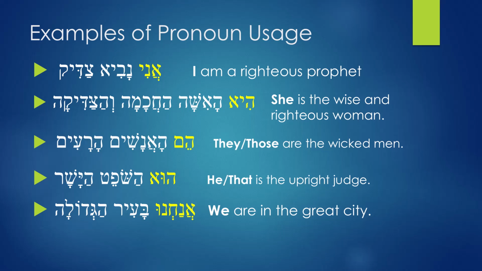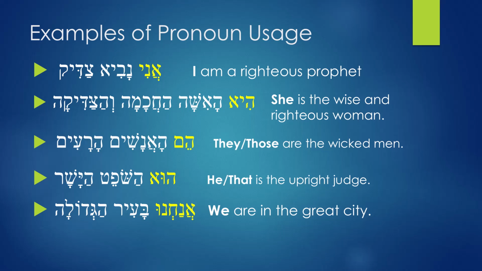So even the adjective is going to take plural endings because the adjective has to agree with the noun in gender, number, and definiteness. So here you have raim modifying anashim. Raim means the evil or the wicked. So Hem ha'anashim ha'raim, the translation is, they are the wicked men.